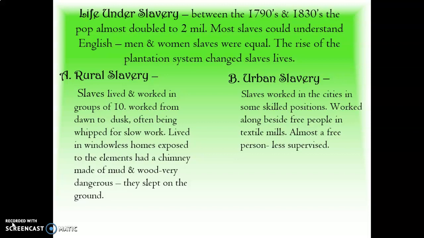They lived in windowless homes. They were exposed to the elements. They had chimneys made out of mud and wood, so it's very dangerous because as they slept on the ground, these fires could catch the house on fire and burn it down.